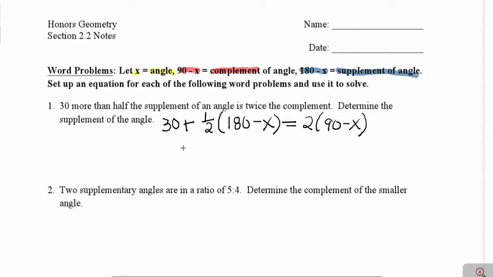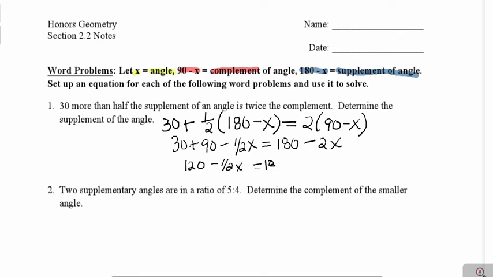Now the rest is just algebra, so I'm going to go ahead and distribute. I'm going to rewrite this equation as 30 plus 90 minus 1/2 x is equal to, and now I need to distribute the 2, 180 minus 2x. Now I'm going to combine like terms on the left-hand side, and I'll get 120 minus 1/2 x, and that's equal to 180 minus 2x. And then I'm just going to skip ahead here so that you can get to the final answer.